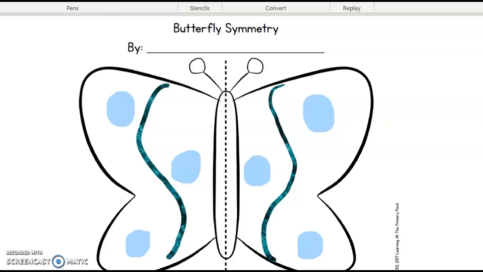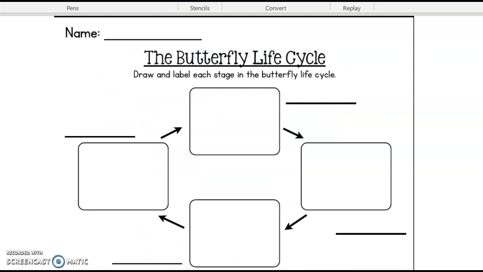All right, I'm going to move on. If you're still working on your butterfly symmetry, go ahead and pause the video and then push play when you're ready to go on. Okay, the next page in our packet looks like this. It is called the butterfly life cycle. Now it says draw and label each stage in the butterfly life cycle. Let's label each stage first.